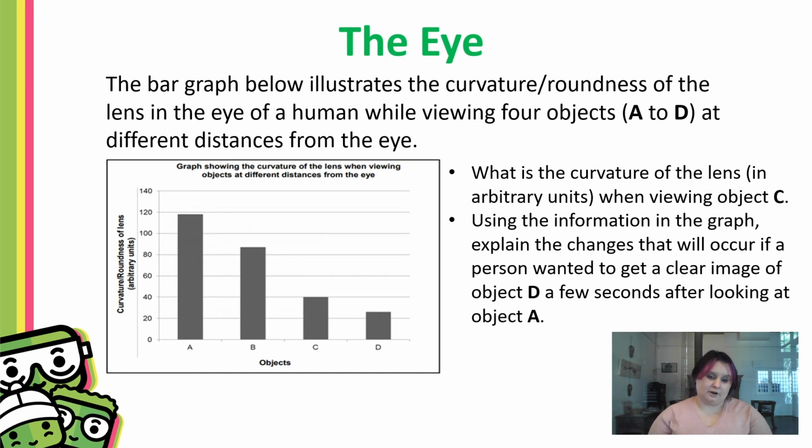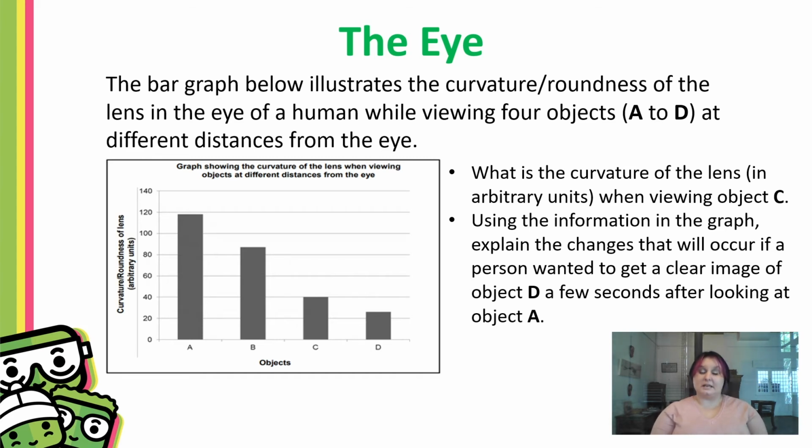So if we have a look at the graph, the heading of the graph tells us that this is a graph showing the curvature of the lens when viewing objects at different distances from the eye. And then across the bottom, we've got the objects, and that is our independent variable, so objects A to D. And then on the y-axis, which is the vertical axis, we have the curvature or roundness of the lens. And so that is the dependent variable.